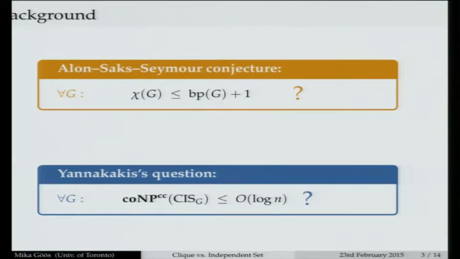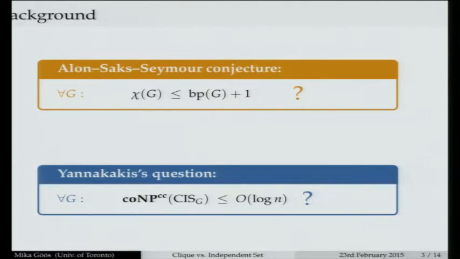So the bi-clique partition number is just the minimum number of bi-cliques, bipartite complete graphs, you need to partition the edges of the graph. So in other words, you want to express the graph as the edge disjoint union of bi-cliques. What's the minimum number of bi-cliques you need? Well, that's the bi-clique partition number.